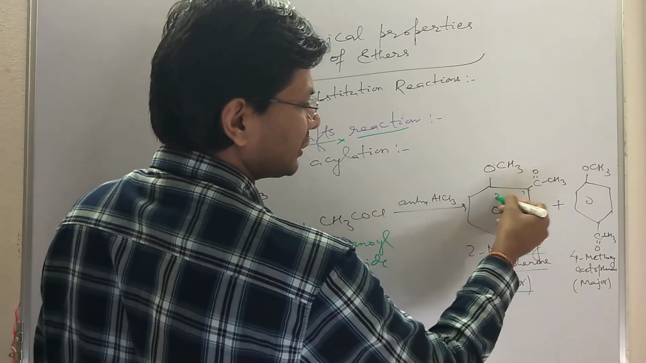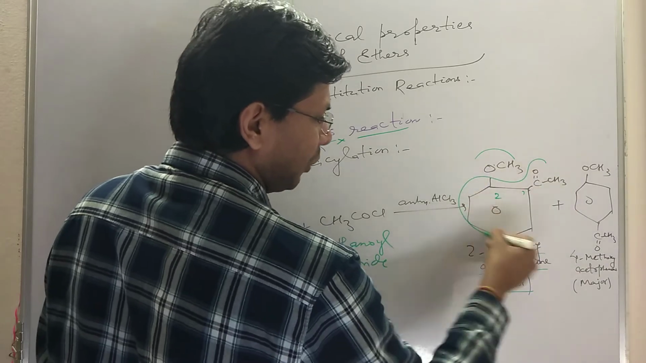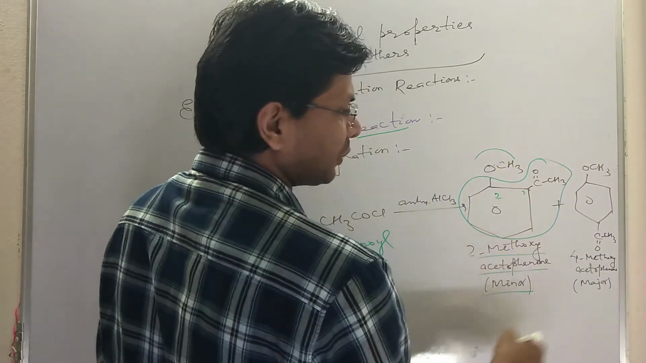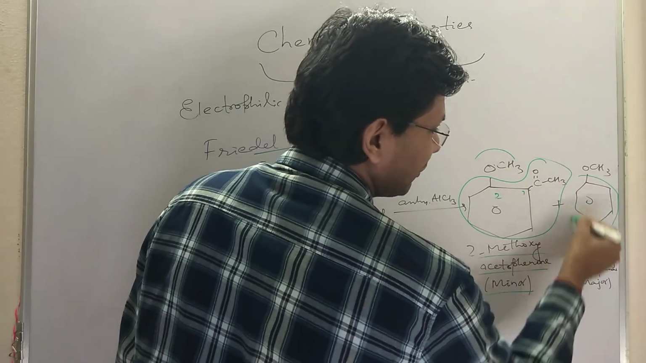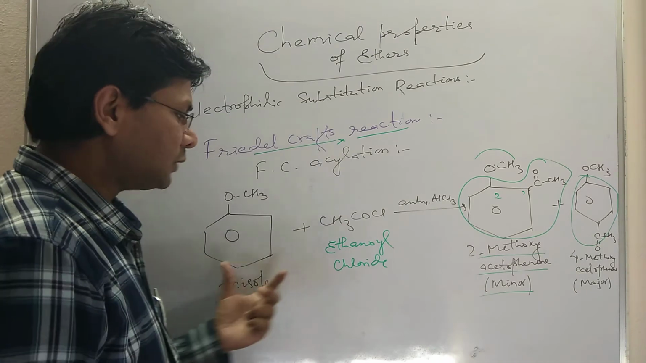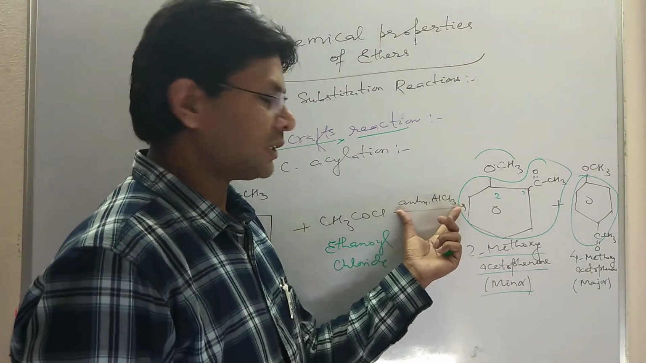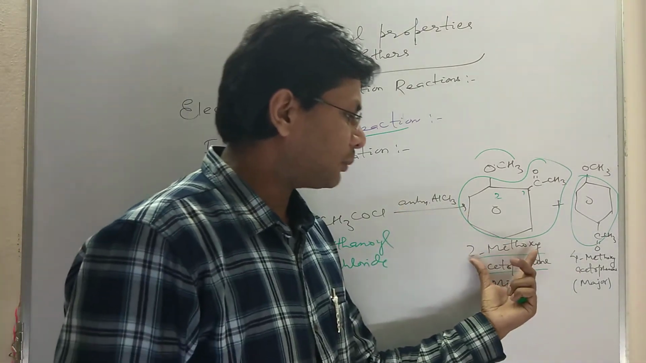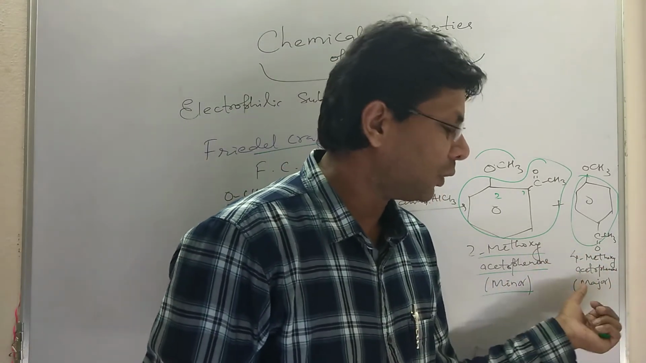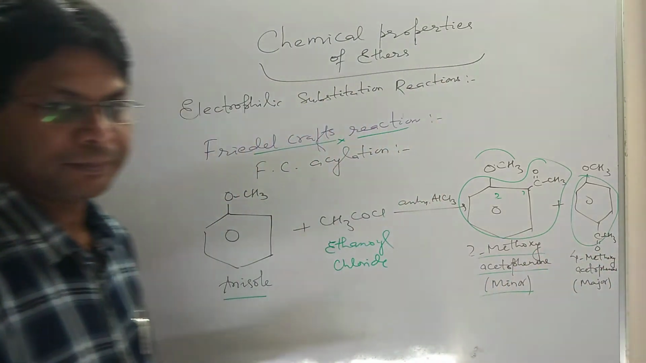2-methoxy, this is 1, this is 2, because the name of the compound here is acetophenone. So 2 position is methoxy, so 2-methoxyacetophenone, and here the name is acetophenone, so it is called 4-methoxyacetophenone. So when anisole is treated with ethanoyl chloride in presence of anhydrous AlCl3, it forms 2-methoxyacetophenone, which is a minor product, and 4-methoxyacetophenone, which is a major product.